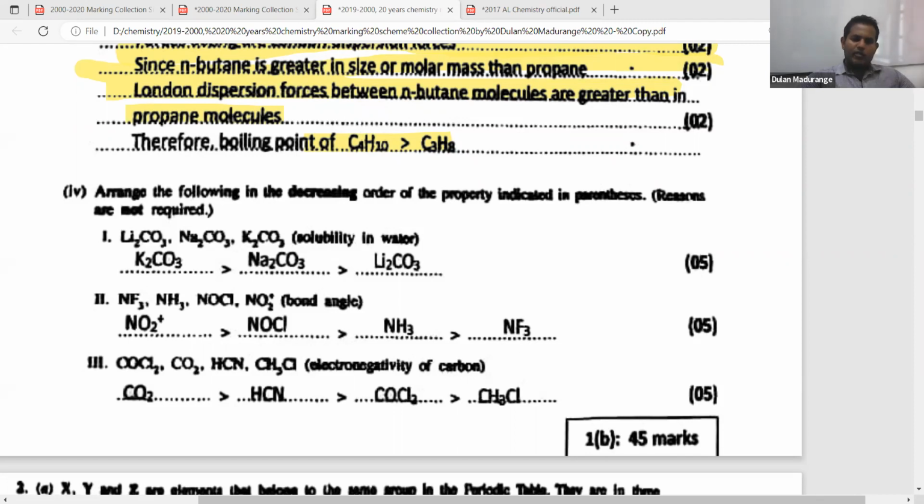Then why lithium carbonate and sodium carbonate? The solubility in water. So I mentioned that the higher the ionic character, the higher the solubility. When ionic character increases, the solubility increases. So when you consider lithium carbonate and sodium carbonate, sodium carbonate will have more ionic character than lithium carbonate. Why? Because they have the same charge. Even though they have the same charge, we have taken polarizability and polarizing power.